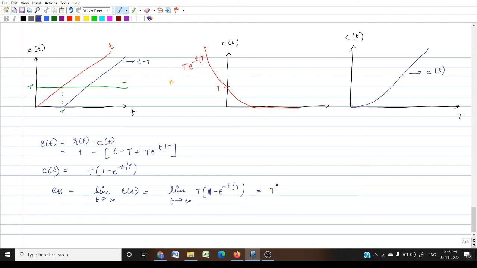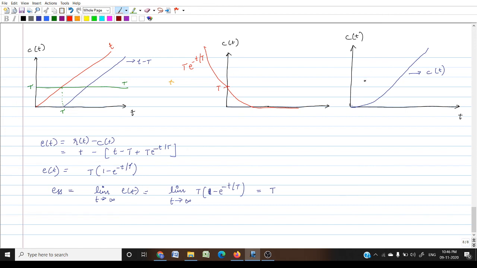and my steady state error will be equal to capital T. In the previous case, we had seen that the steady state error was 0 in unit step response. Whereas for unit ramp response, the steady state error is capital T, so it is dependent on the time constant.